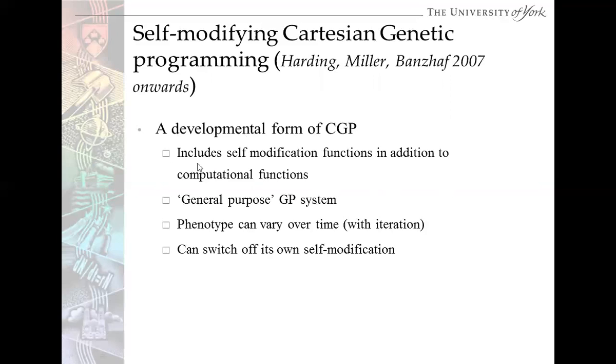How does it develop? Well, it includes self-modifying functions in addition to computational functions. So the function set has become bigger, but some of the extra functions don't really do anything computational. They just pass through their first input or something like that. But when you obey them, they modify the graph itself. They might say, take these 3 nodes and move them to some other place in the CGP genotype, or they might say delete some nodes. So they actually alter the code itself.